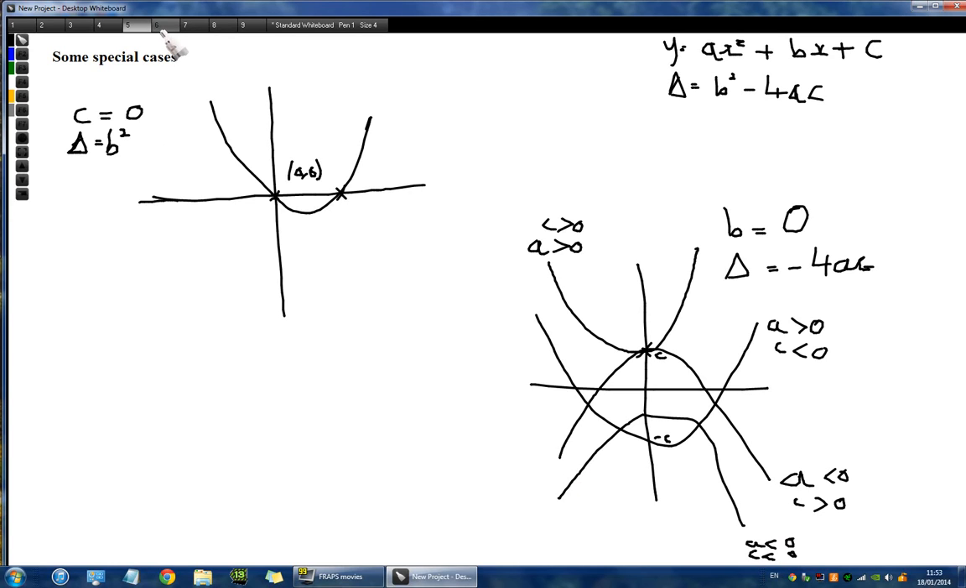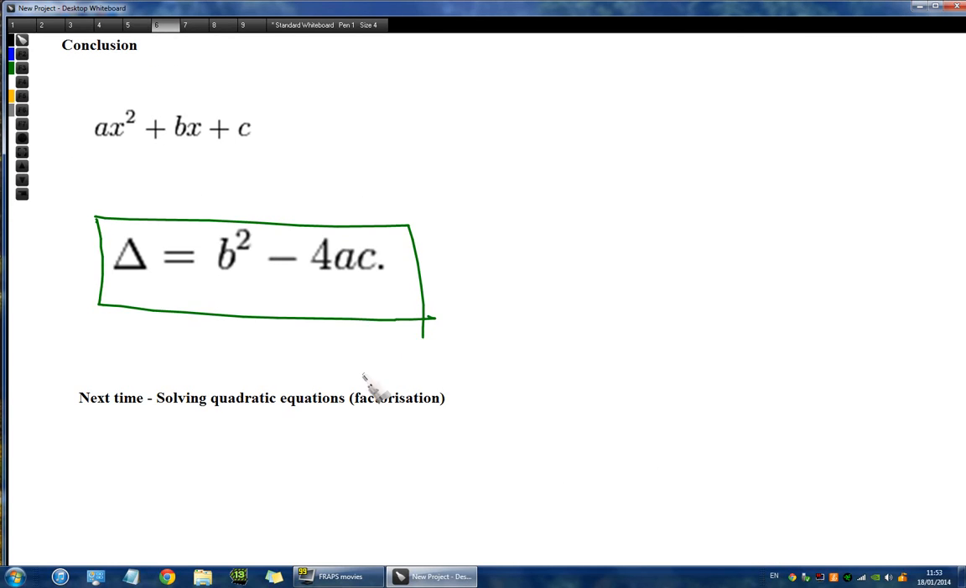So in conclusion, we know that we have an equation of the form ax squared plus bx plus c. The discriminant is given by b squared minus 4ac, and the discriminant will give us the nature of the roots of the equation, or where it crosses the x-axis. There'll either be 2 real and distinct roots, 1 repeated root, or no real roots.